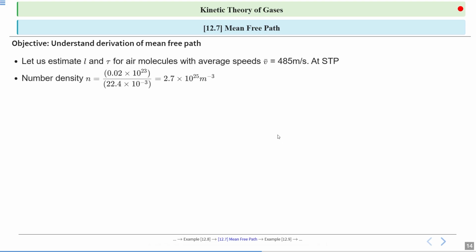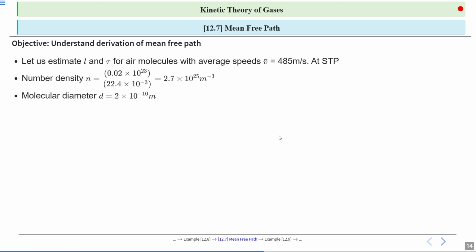Next, we need to consider the number density of the molecules, which is the number of molecules per unit volume. At standard temperature and pressure, the number density n is calculated as 2.7 into 10 raised to the power 25 per meter cube. This high density indicates that the molecules are closely packed, leading to frequent collisions.